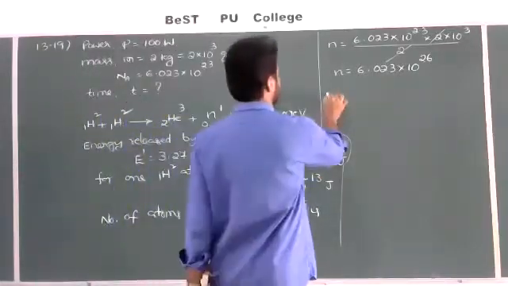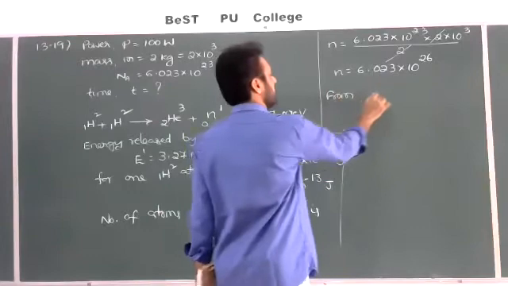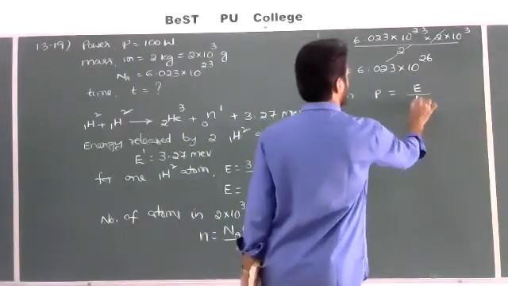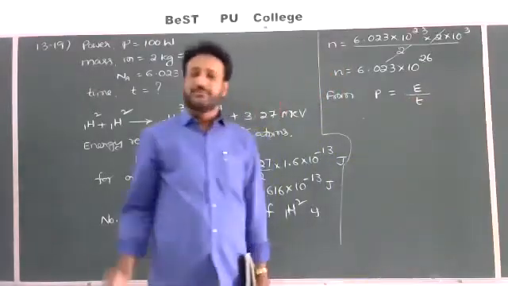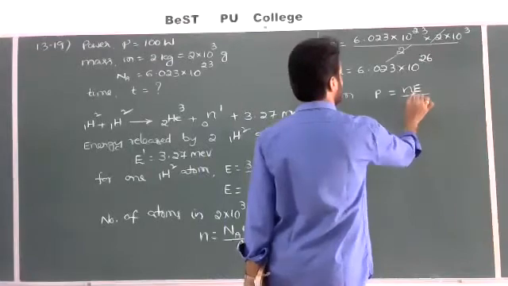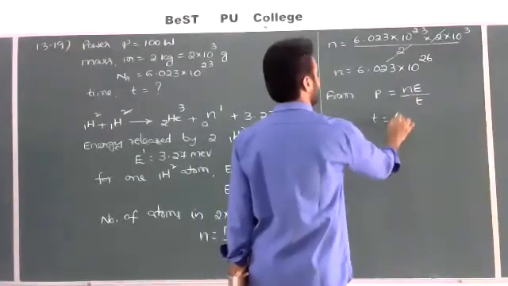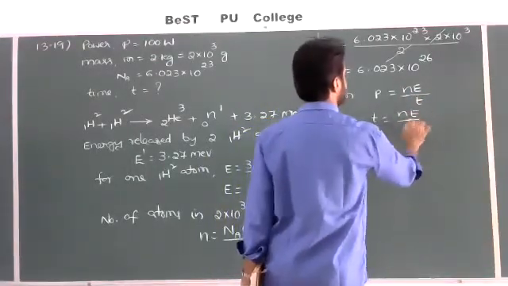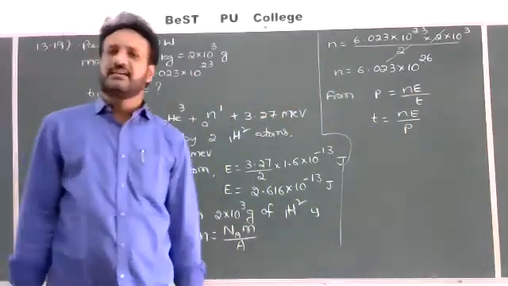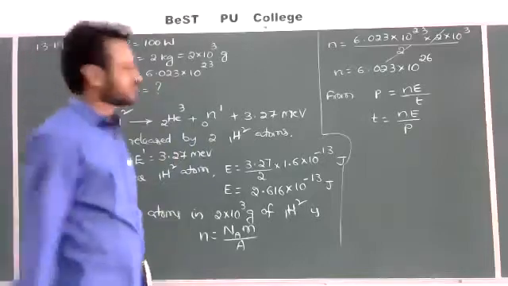Now I'll take the formula: power P is equal to energy by time. For one atom, it is E by T. For n atoms, it is nE by T. That is P equal to nE by T. Therefore, T is equal to nE by P. Substitute the number of atoms, energy, and also power in this formula.